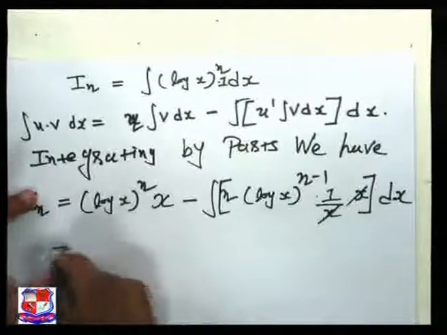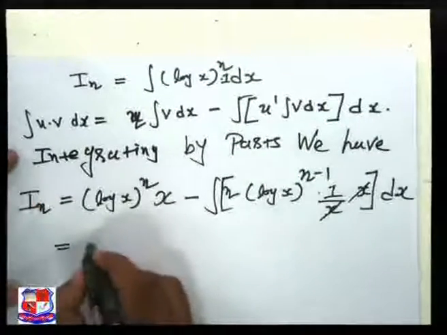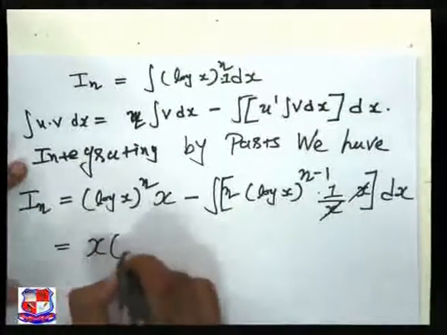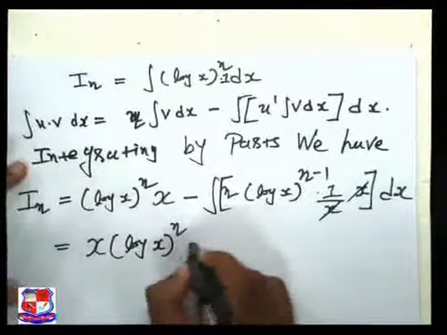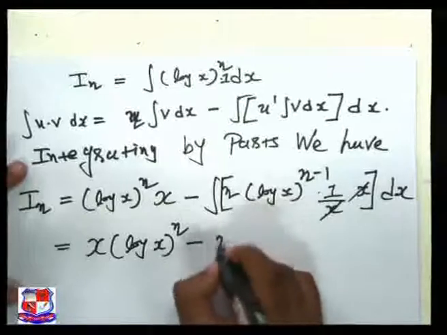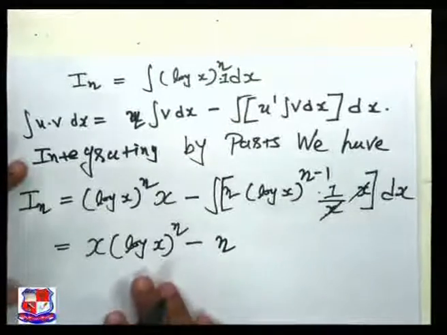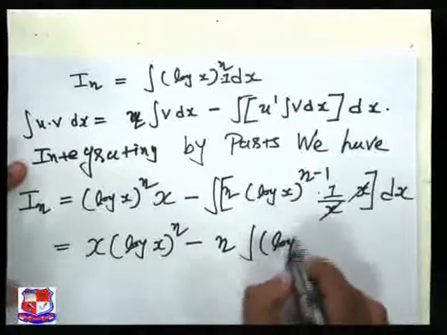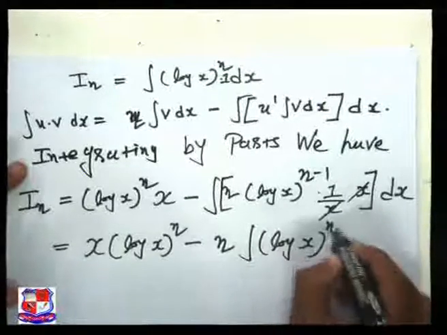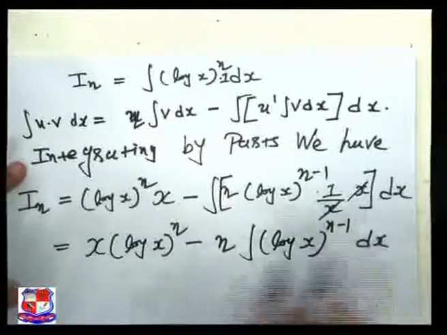So this is equal to x log x raised to n minus n, where n is a constant, so n can be outside the integration, integration of log x raised to n minus 1 dx.